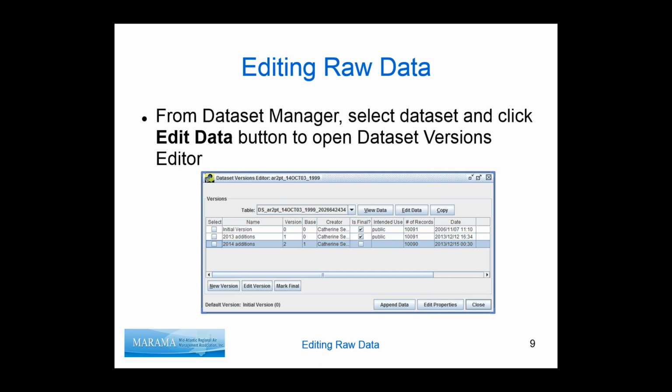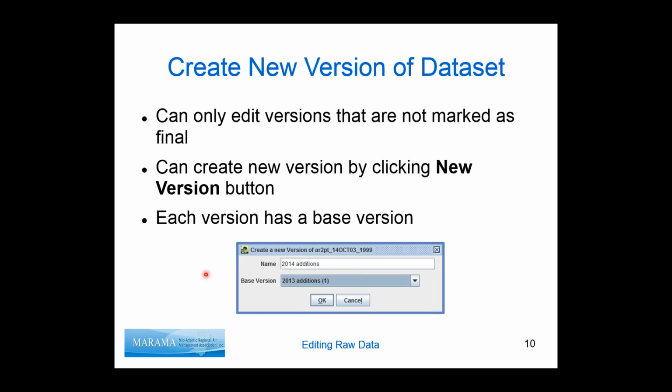And on the next slide, when you click that new version, you get a little pop-up that lets you create your new version. And so you would give your version a name. And then the other thing that you do is every version has a base version. So basically that is saying, I'm going to create my 2014 editions, and I want to use my 2013 editions as the base version, as my starting point.